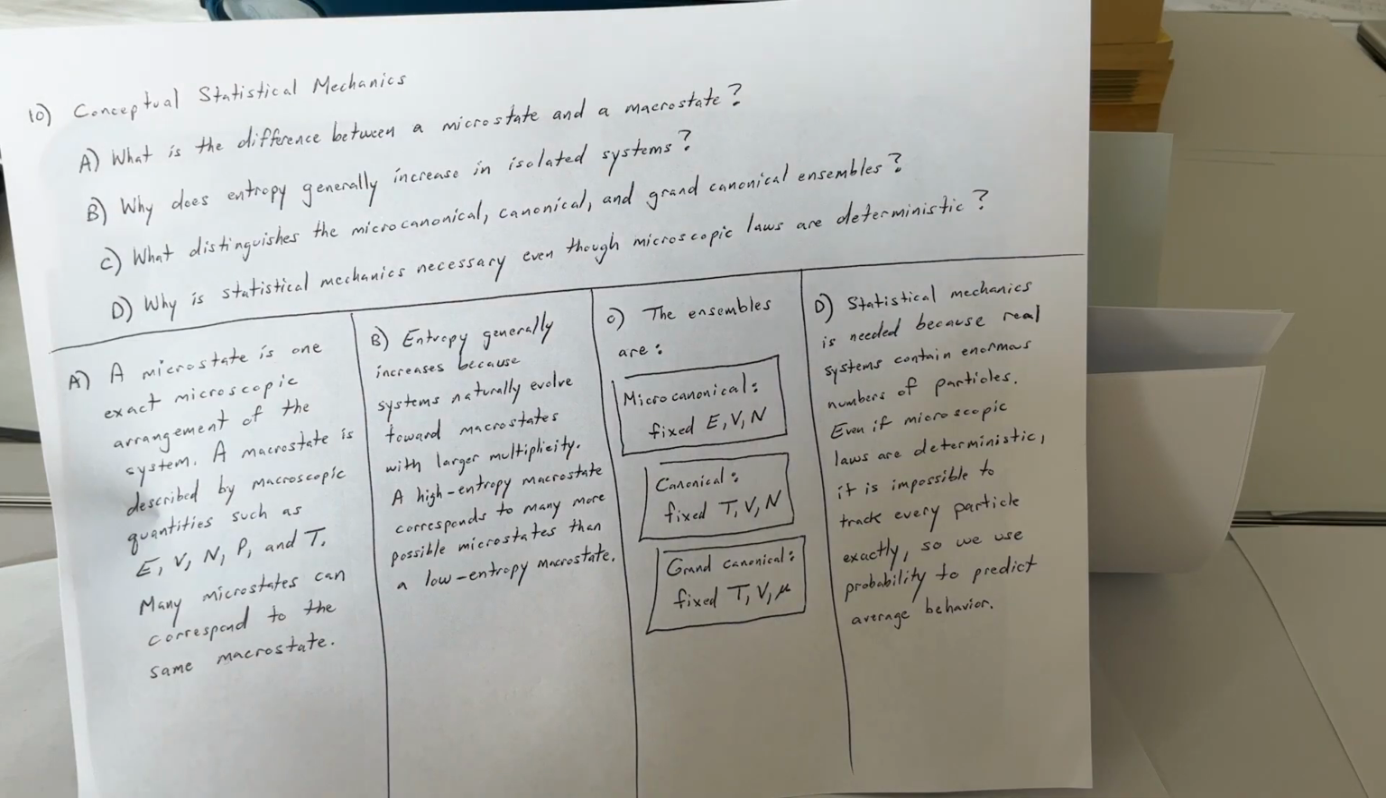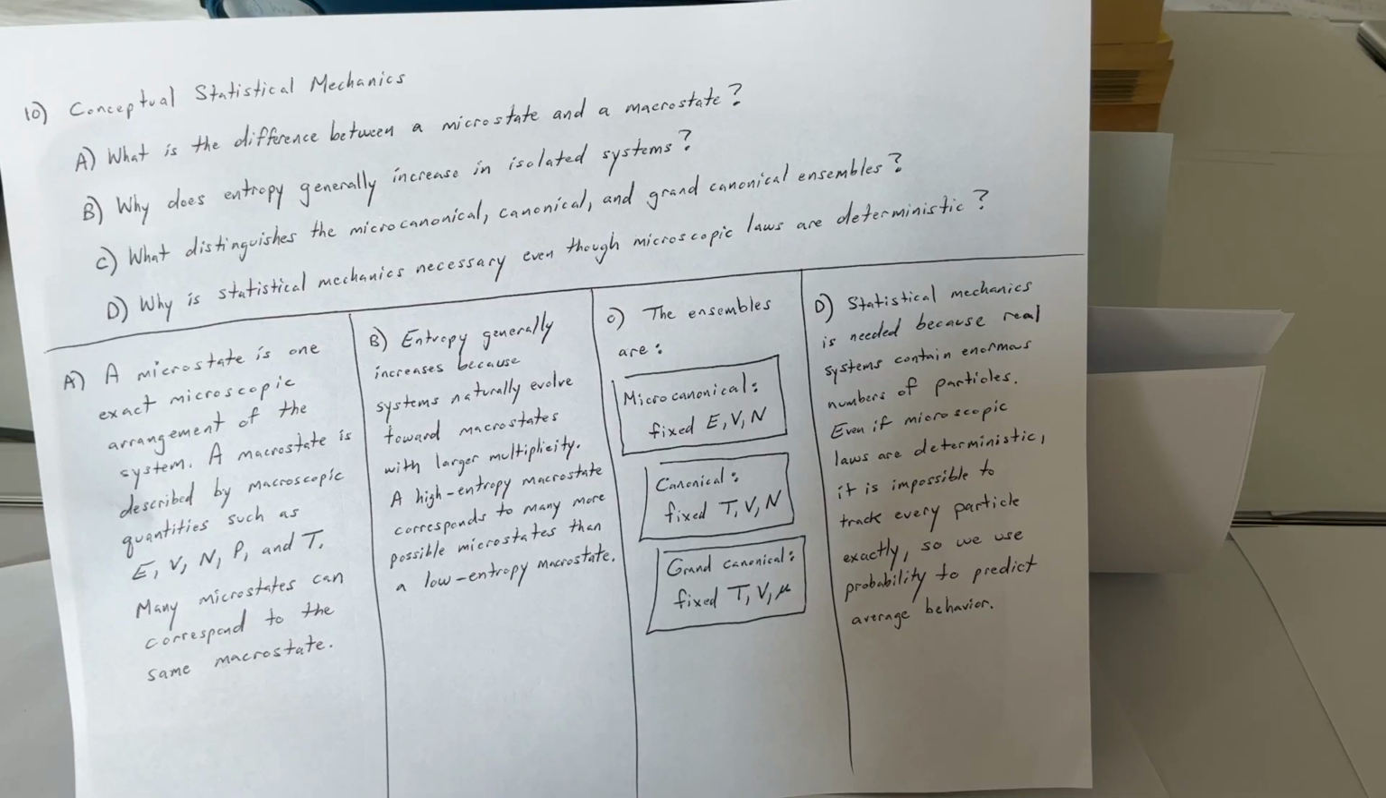Part B, why does entropy generally increase in isolated systems? Entropy generally increases because systems naturally evolve toward macrostates with larger multiplicity. A high entropy macrostate corresponds to many more possible microstates than a low entropy macrostate.